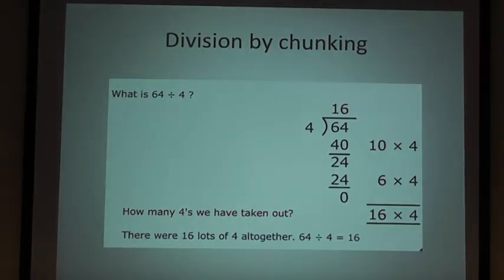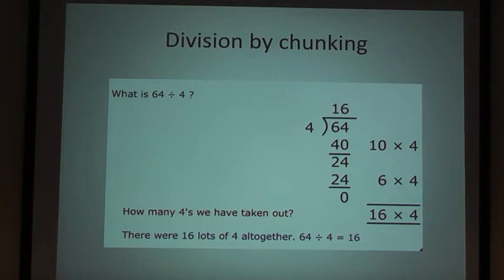So, if we had to do division by chunking, let's say the question requires you to do 64 divided by 4. That's your long division method. For 10, you're saying 4 tens are 40, you get 24 left, and 6 lots will give you 24. That means there are 16 lots of 4s in 64.